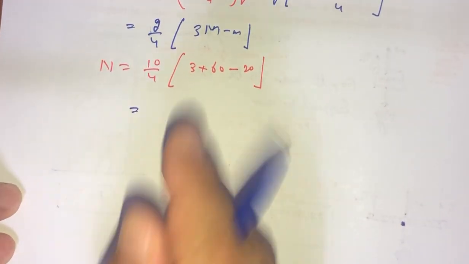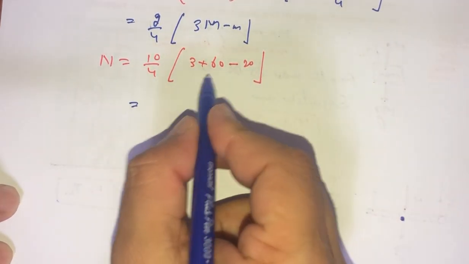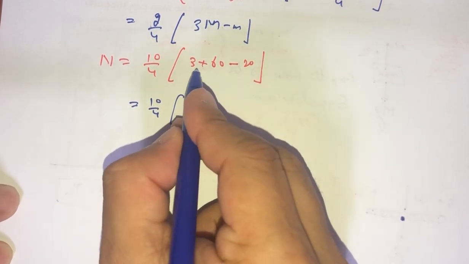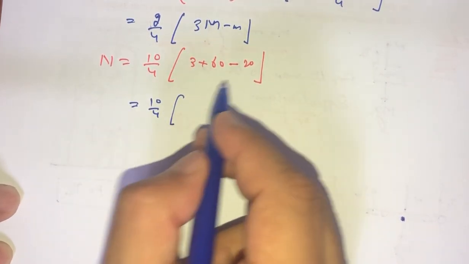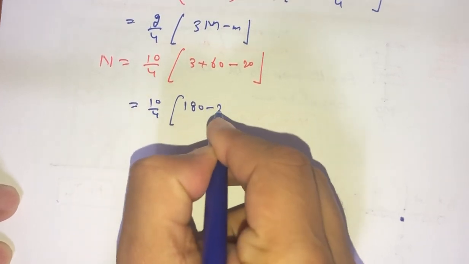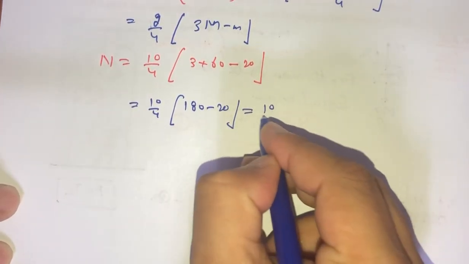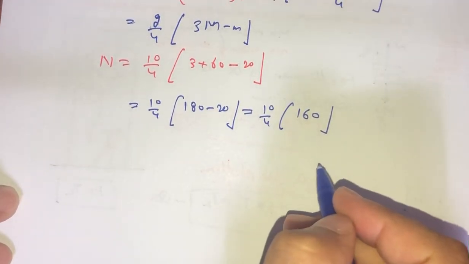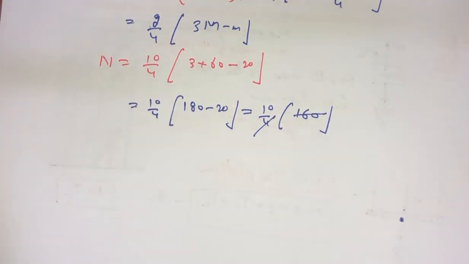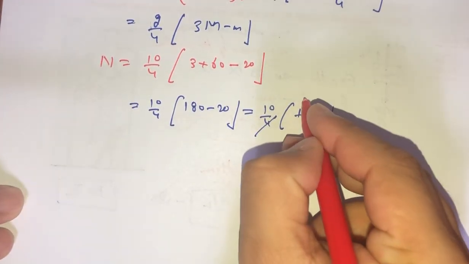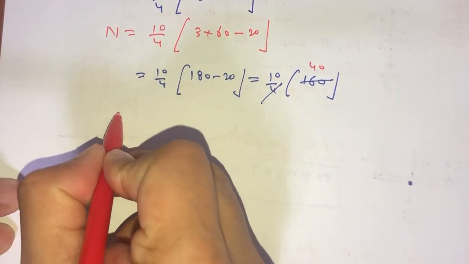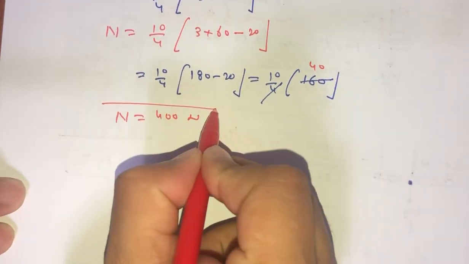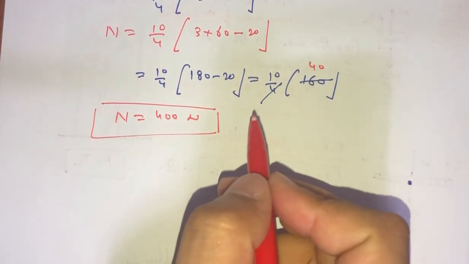This can be solved as 10 by 4. We have 180 minus 20, and this will equal 10 by 4 times 160. Okay, and we can cancel out. This will be our 40. So we have the normal, which is equal to 400 newtons. This is our second part which we were supposed to find out.